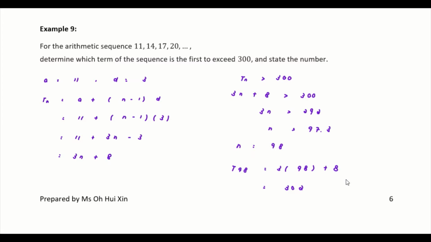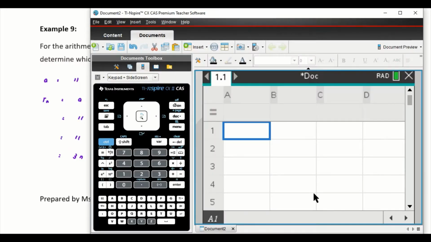In a logical sense, you can try to imagine if the 98th term is 302, then the 97th term will be 299, right? Because it will minus 3. So that's why 302 should be the first term that exceeds 300. Similarly, you can also use your calculator to help you check your answer.